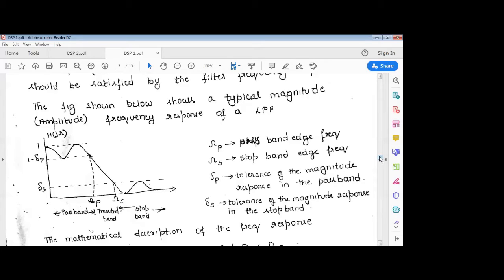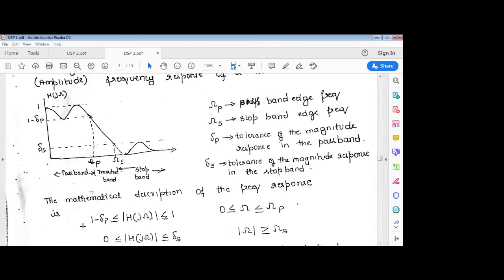Similarly, I can represent this in mathematical form: |H(j omega)| varies between 1 and 1 minus delta p for omega varying from 0 to omega p, and |H(j omega)| is less than or equal to delta s and greater than or equal to 0 for omega greater than or equal to omega s. The desired magnitude response in the passband is 1, and the desired magnitude response in the stop band is normally 0.